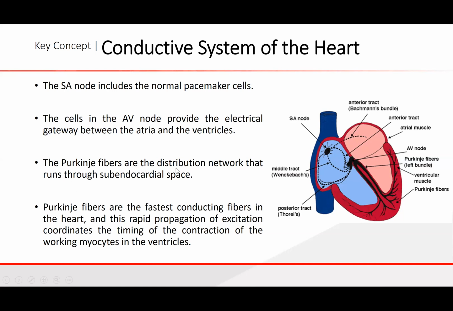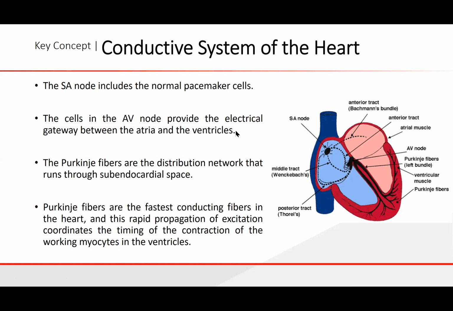The Purkinje fibers are the distribution network that runs through the subendocardial space, and these are the fastest conducting fibers in the heart. This again is important to synchronize the contraction of the heart and synchronize the electricity propagating into the different cells of the heart, reaching a synchronous contraction, and in the meantime protecting the heart from arrhythmias and from premature or abnormal activity. This rapid propagation of excitation coordinates the timing of the contraction of the working myocytes, or the rest of the myocardium behind the conductive system.